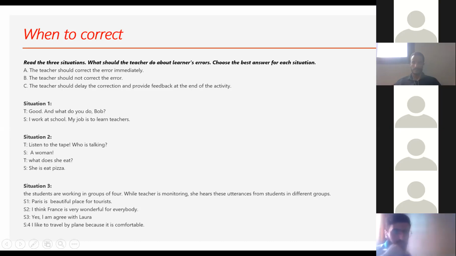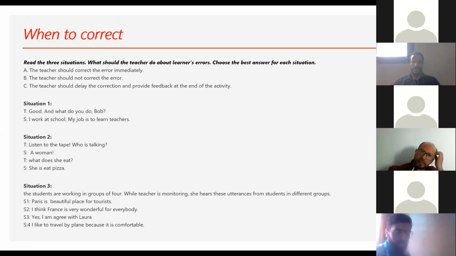Teacher: Good. And what do you do, Bob? Student: I work at school. My job is to learn teachers. Good. So what's here? If you are teaching this class, if you are teaching this student, how would you react? When to correct? Is it A, B, or C?